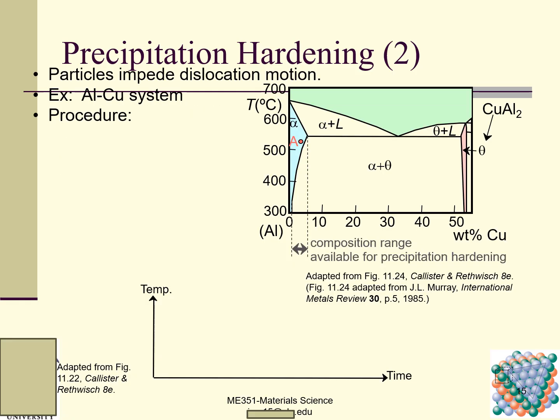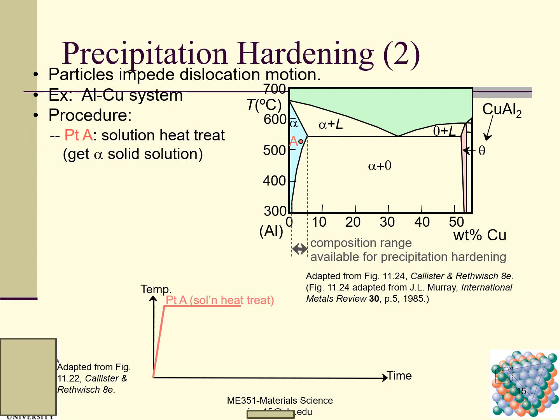This is precipitation hardening. The particles impede dislocation motion, and this is the major reason that precipitation can harden the material. I want you to know this. For example, this is an aluminum-copper system, and this is the composition range available for precipitation hardening.